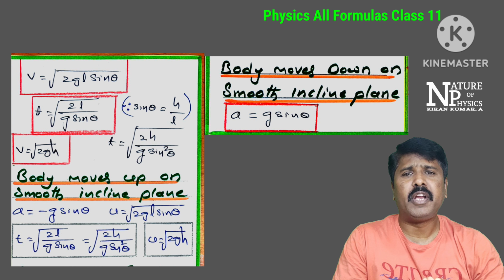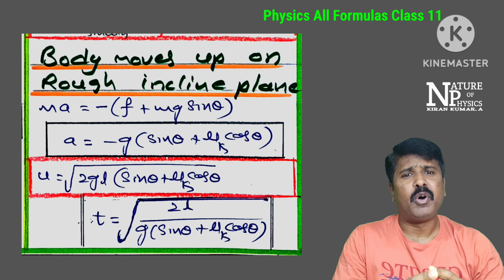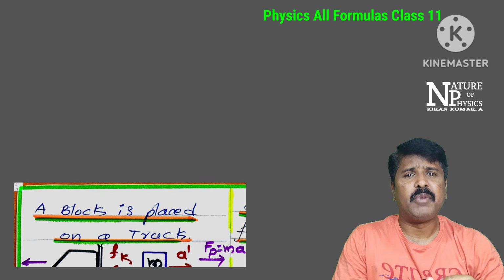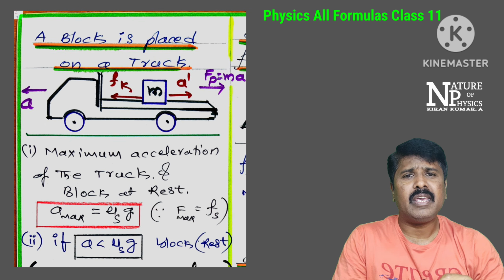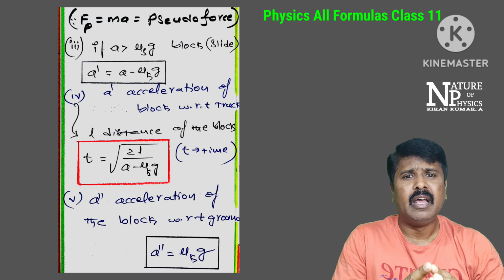Okay, body moving down on the smooth inclined plane, time period, velocity, acceleration, and a body moving up on the smooth inclined plane, acceleration, initial velocity, time also I gave you, and a block is placed on the truck, so that we are getting the pseudo force opposite direction to the motion of the vehicle, and also applications I gave you clearly, time and displacement.